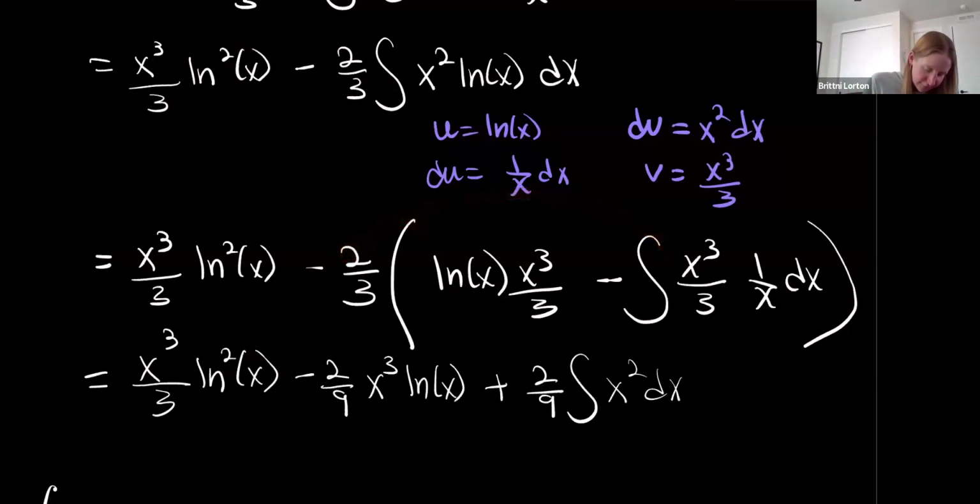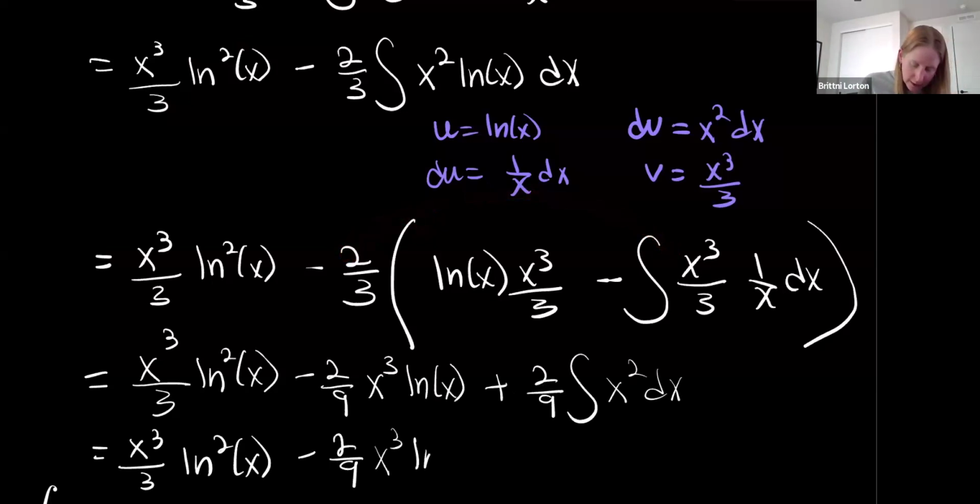Then I can go ahead and get a final answer here. I have x cubed over 3 times ln squared of x minus 2/9 x cubed ln of x. You need to write one on top of the other. Don't go to the side, especially in this online class. You're going to have to take a picture of your work and send it to me. I need to be able to visualize it and see what you're talking about. So it's got to be clear.